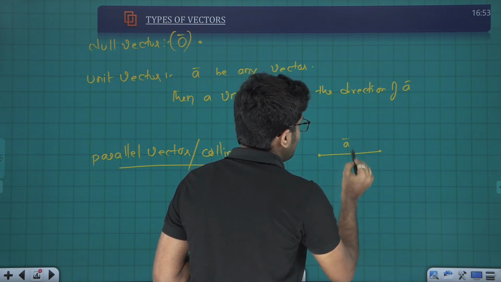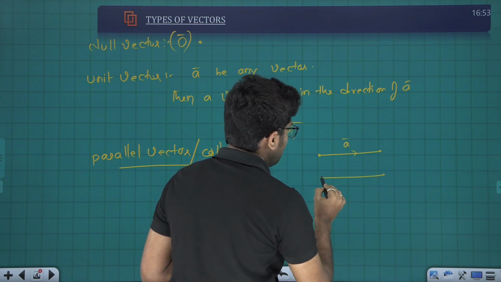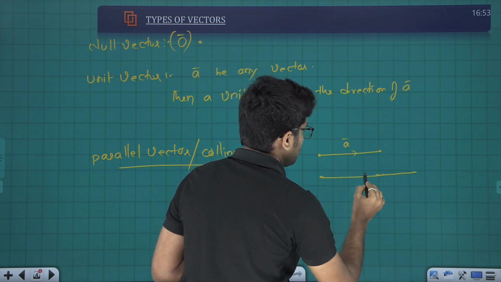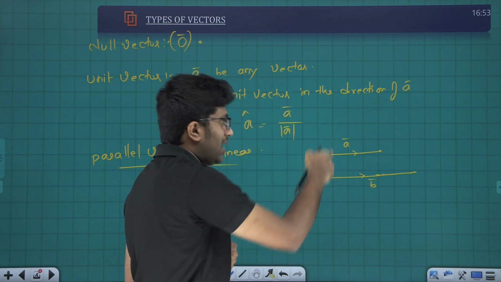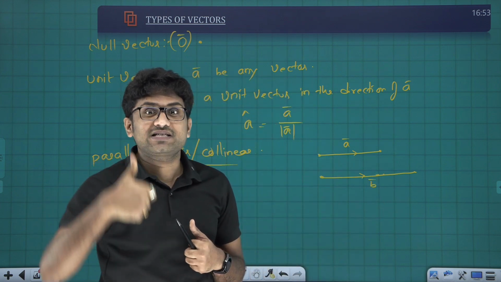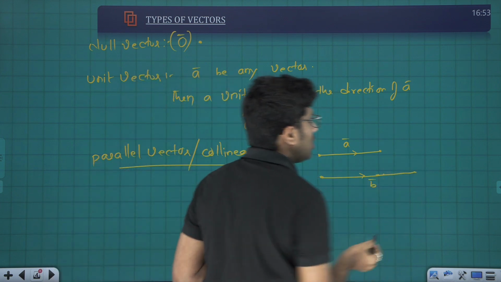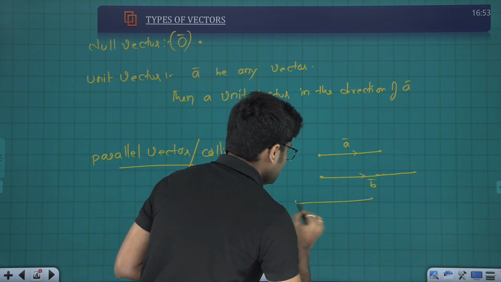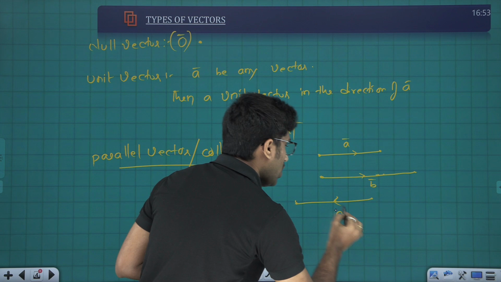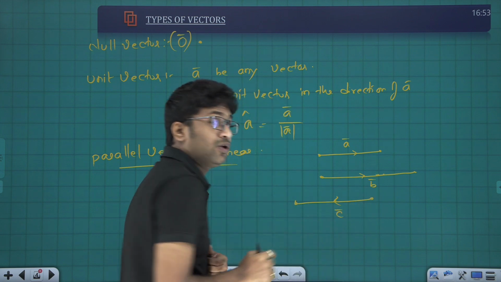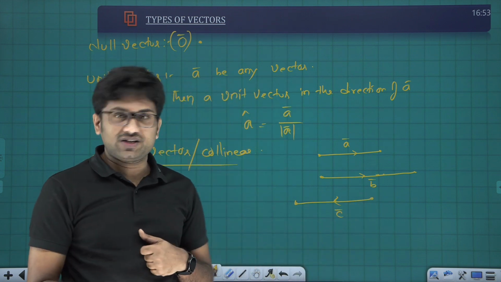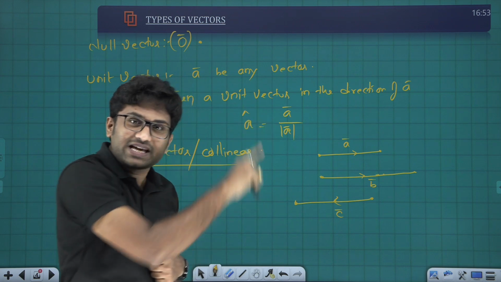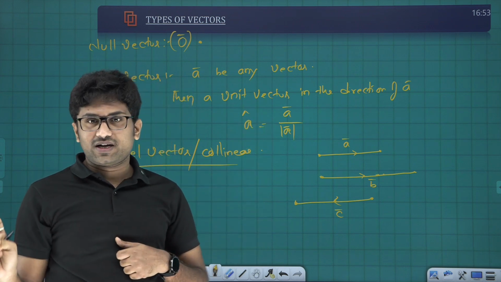This is one vector A bar. Another vector B bar. So A bar and B bar are having parallel support. Then these two vectors are called collinear or parallel vectors. Let's say another vector C bar. Another vector C bar also has some parallel support, but in the opposite direction. Even these three are parallel or collinear vectors.